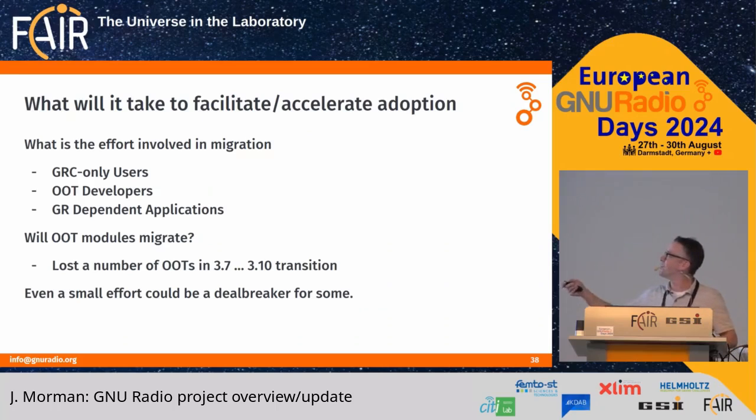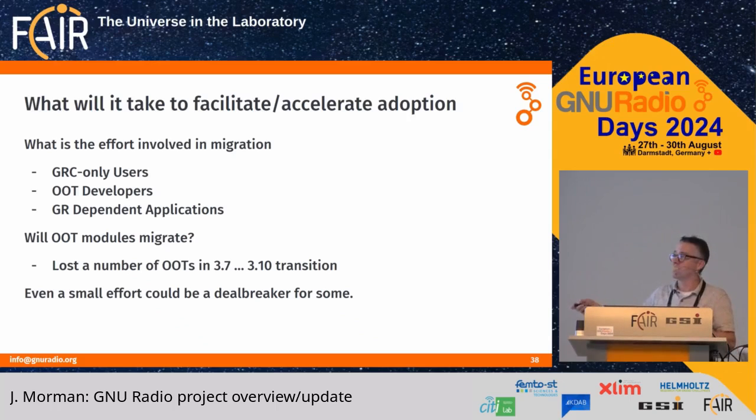So in terms of facilitating adoption, we have to consider the different users. So GRC-only users, in theory, you could do a hot swap for them, right? If GRC is the front end, you could swap in whatever's running as long as it's quick enough. But we really have to consider the OOT developers and the people that have built things on top of GR.